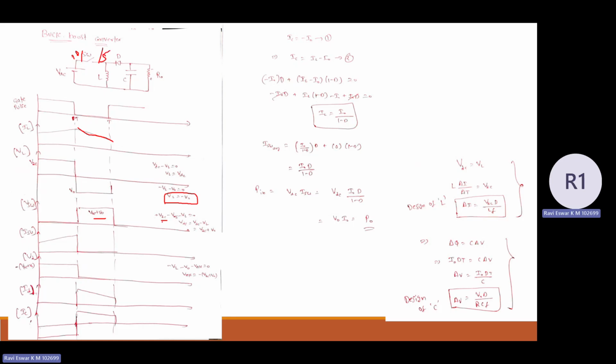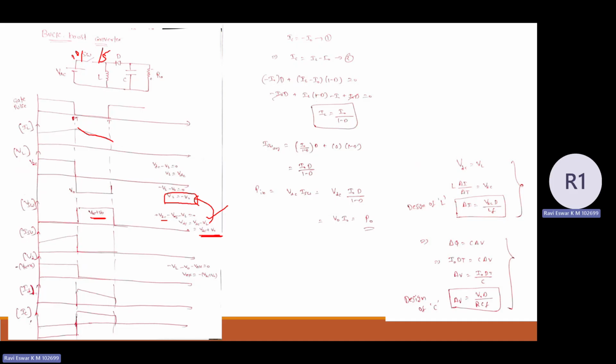So I can apply KVL as plus VDC minus VDS minus VL equal to 0. From this, the drain to source voltage VDS, I am getting as VDC minus VL. So what is VL in mode 2? Minus V naught. If you substitute VL as minus V naught, I get the drain to source voltage equal to VDC plus V naught. So it is blocking the positive voltage of VDC plus V naught.